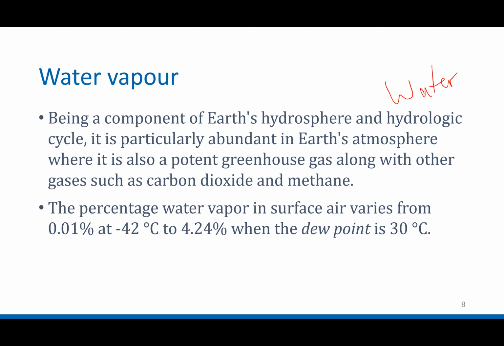The percentage of water vapor in the air can vary. It can be almost 0.01%, and up to 4.2% when you have, we'll talk about what the dew point means in a minute, at 30 degrees Celsius. So this is something I'm very familiar with in northern Canada.